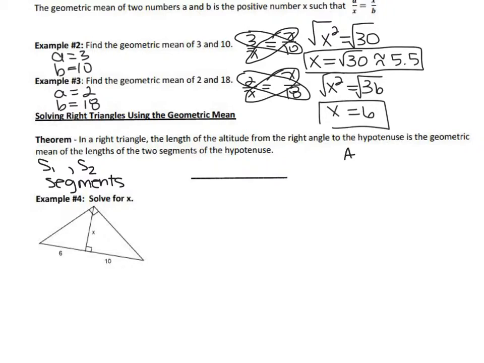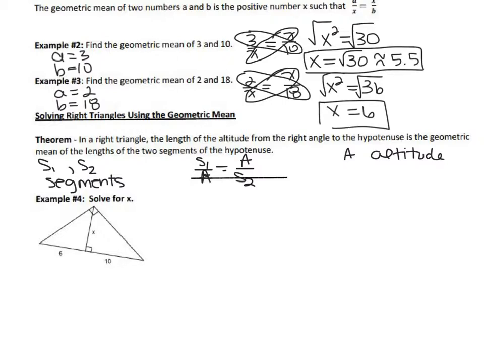So if we let S1 and S2 be our segments, and we let A be the altitude, we end up with the formula that S1 over A has to equal A over S2. So it's basically taking that geometric mean formula and replacing a and b with S1 and S2, because those are the two segments of our hypotenuse, and instead of x, we have the altitude A.